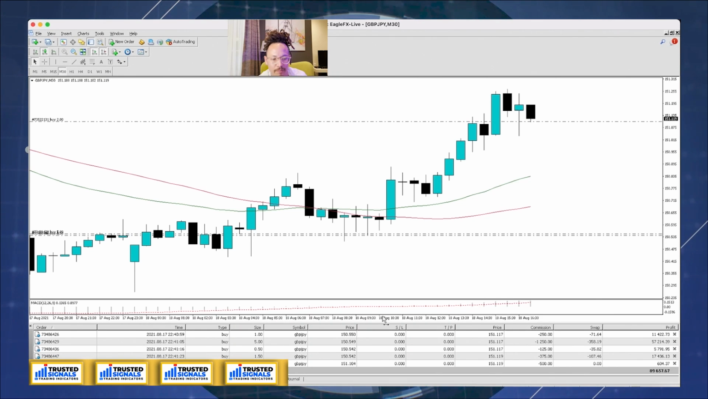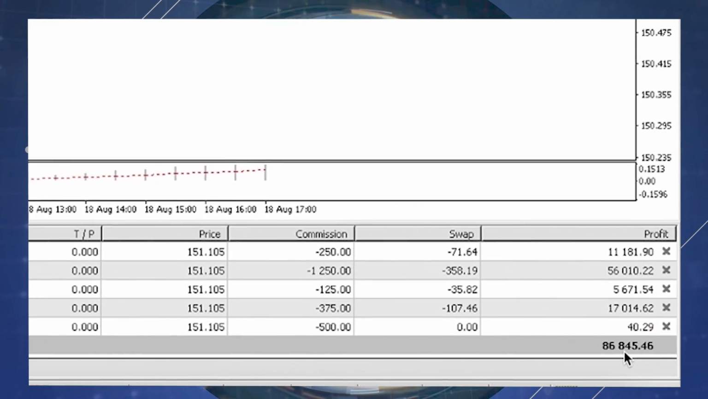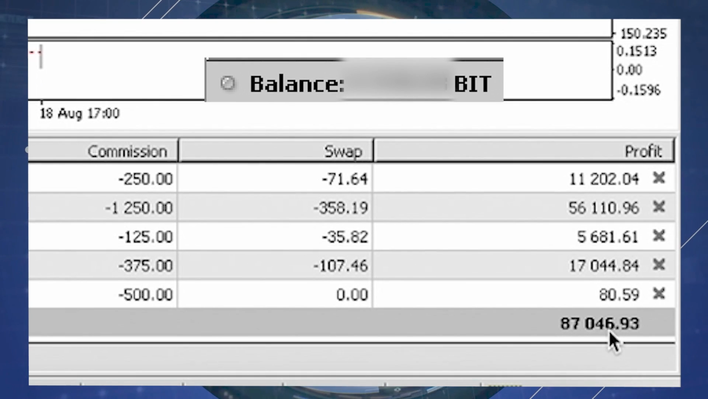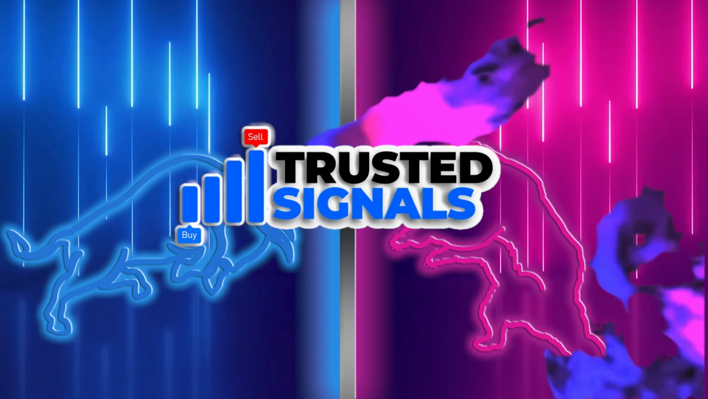You could see I have a couple positions open. I entered again at this point for a very specific reason. I'm up right now about 86,845 bits. This is a bit account, meaning BTC.